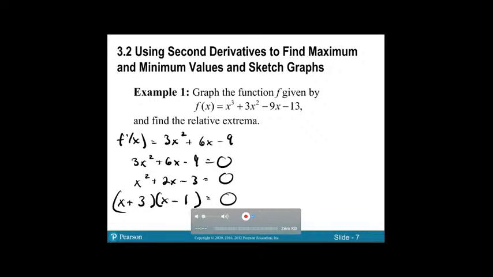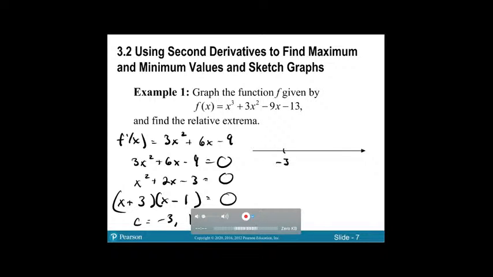So then our critical values could be what? Negative 3 and 1, right? So then to do the first derivative test, let's do it like this. Let's plot these critical values. Here's our negative 3. Here's our 1.